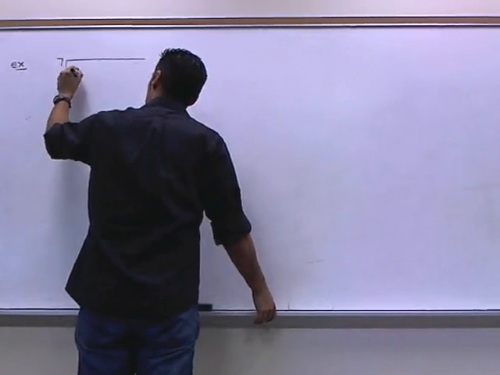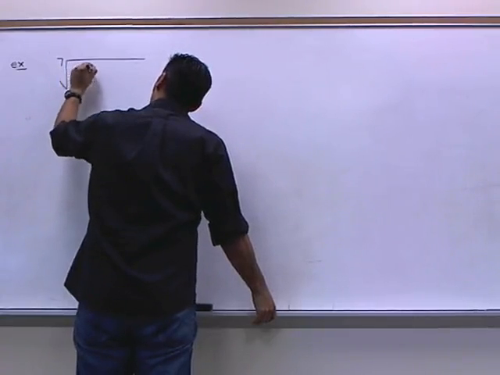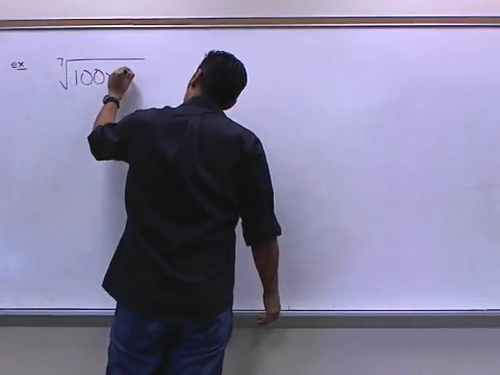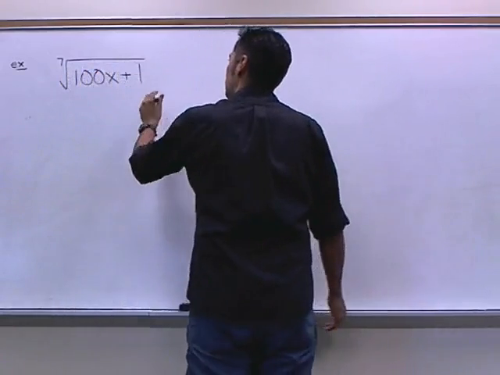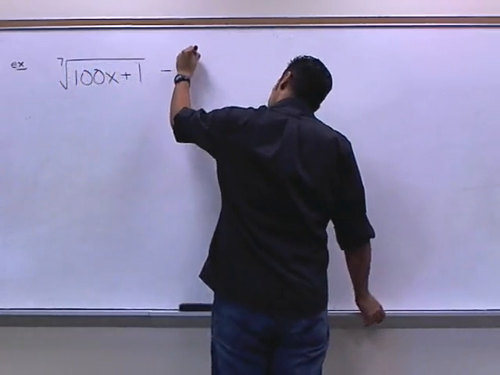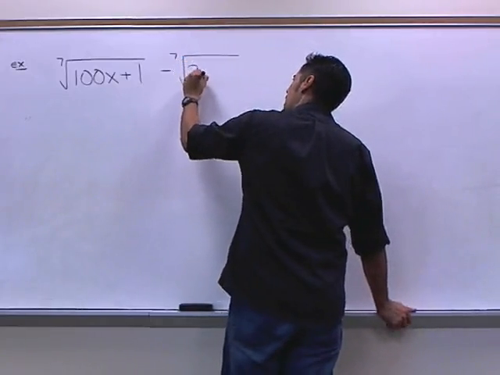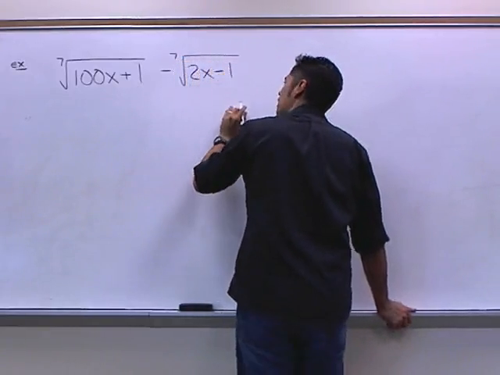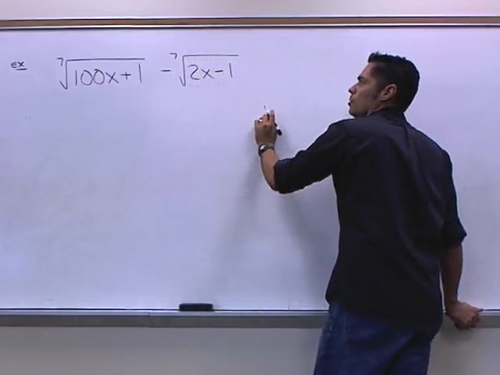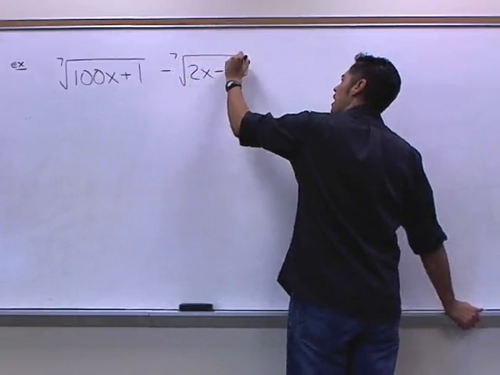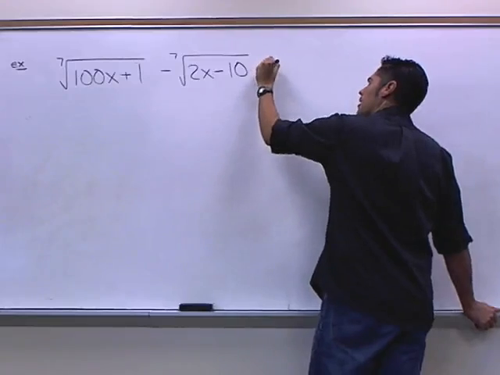Let's say we have the 7th root of 100x plus 1 minus the 7th root of 2x minus 1. Well, let's make it minus 10 equals 0.